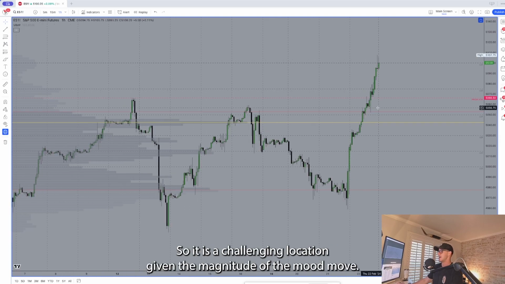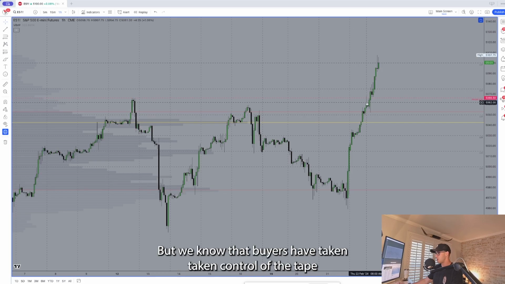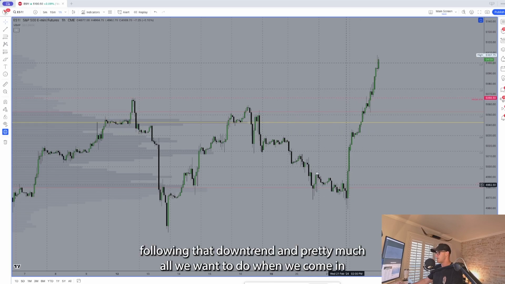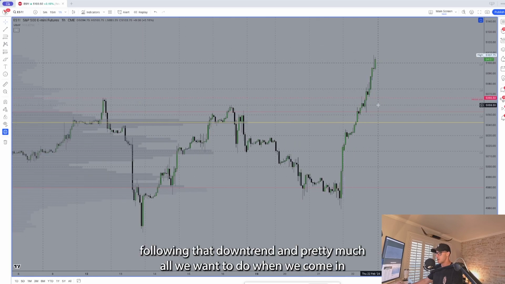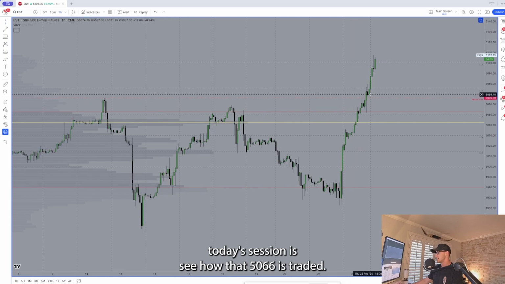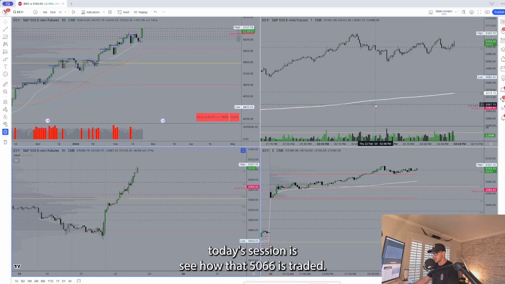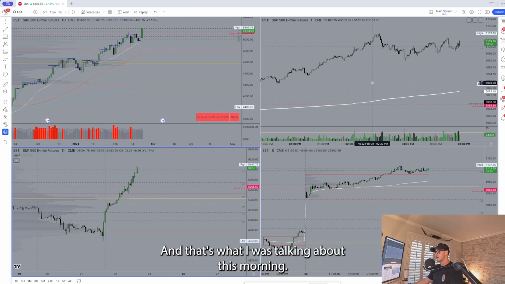So it is a challenging location given the magnitude of the move, but we know that buyers have taken control of the tape following that downtrend, and pretty much all we want to do when we come in today's session is see how that 50-66 is treated, and that's what I was talking about this morning.